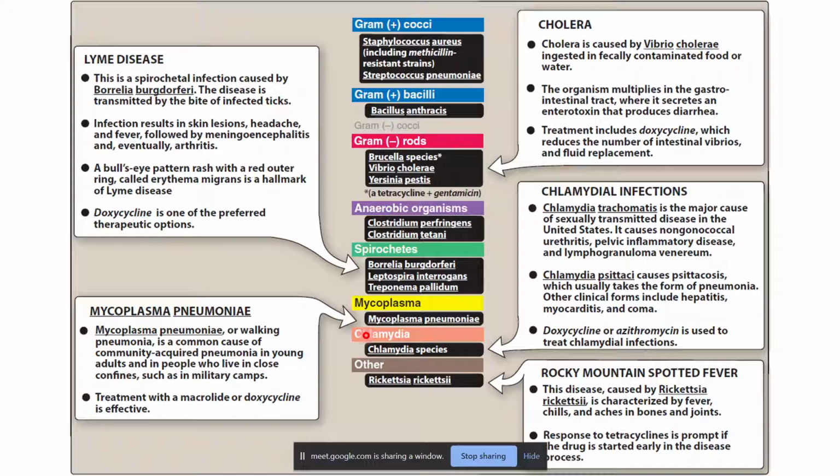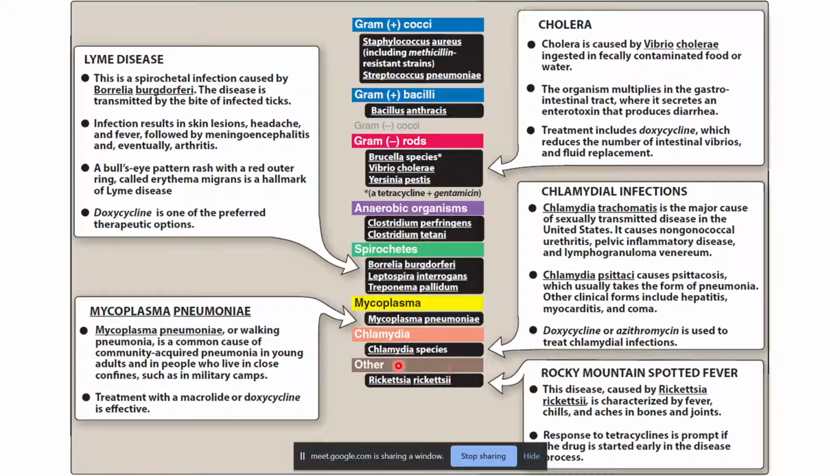It is commonly seen in young adults that live close together, for example in dormitories or in military camps, and treatment is also with doxycycline. Mycoplasma pneumonia is different from Streptococcus pneumonia because mycoplasmas cannot be identified easily, so special staining is required because of the cell wall structure.